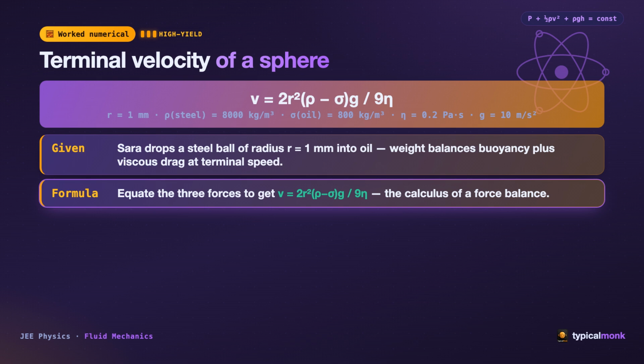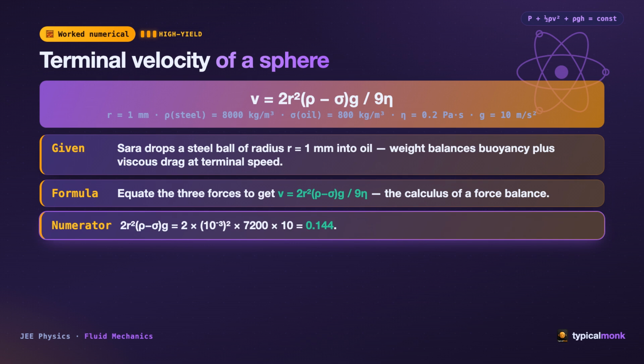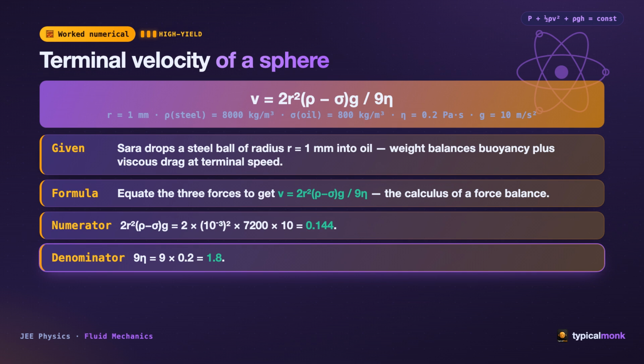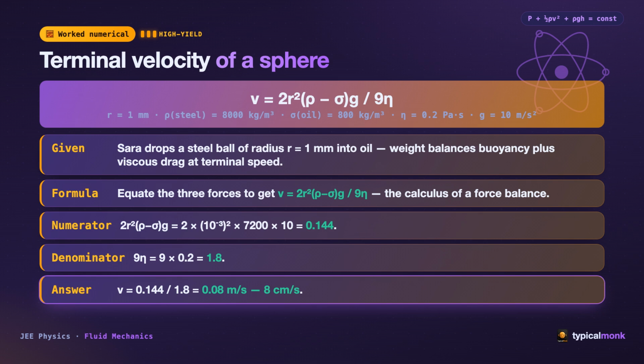Step 2. The formula. Balancing those three forces on a sphere gives v equals 2 r squared times the density difference times g all over 9 eta. This is the calculus of a force balance, not a formula to simply memorize. Step 3. The numerator. 2 times 1 millimeter squared times the density difference of 7,200 times 10 gives 0.144. Step 4. The denominator. 9 times 0.2 gives 1.8. Step 5. Divide.